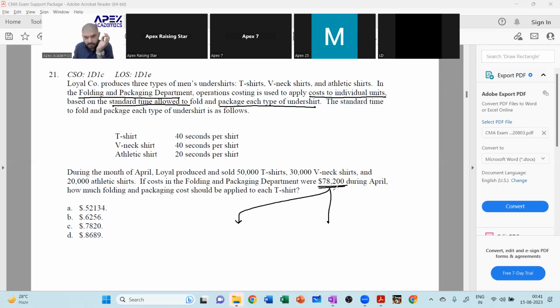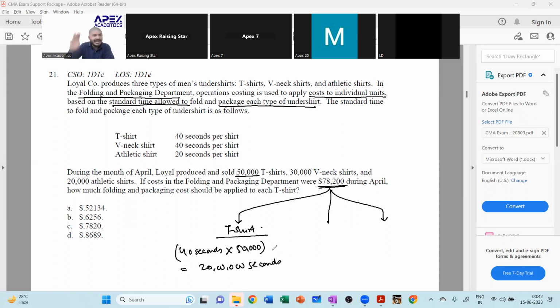I incurred this cost on account of 3 things. First thing, I incurred this cost on account of t-shirt. What happened over there? It took me 40 seconds to fold one t-shirt. Like this, I had to fold how many t-shirts? 50,000 t-shirts. So this was 50,000 multiplied by 40, which is 20 lakh seconds of work. Agreed or disagreed? Just give me thumbs up.